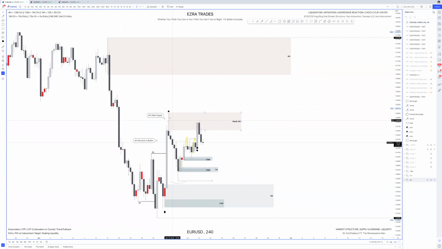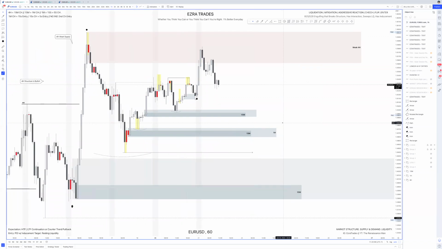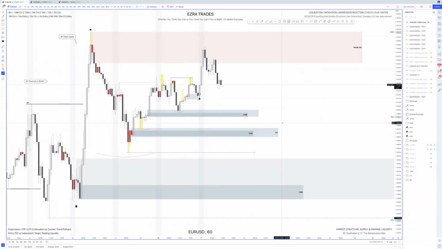This is just where we had a pullback. So I understand that that's probably not going to overpower the 4-hour, but it can possibly give us some sort of reaction. I'm not exactly sure what will happen, right? But I can guess what I think is going to happen.